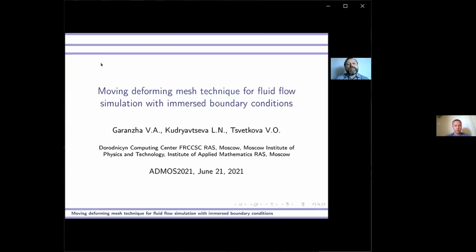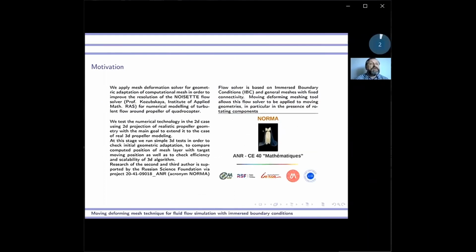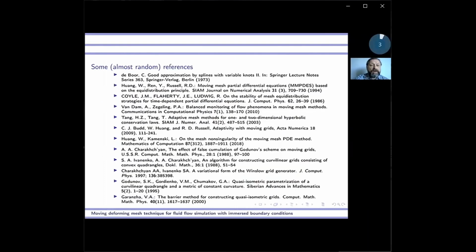Dear colleagues, I'm glad to present a talk on moving deforming mesh technique for fluid flow simulations with immersed boundary conditions. The main idea of this work is to deform fixed connectivity mesh to make condensation zones precisely follow the moving boundaries in order to improve accuracy of immersed boundary conditions for the Noisette flow solver. The mesh deformation strategy is based on the 20-year-old paper by Garanza.